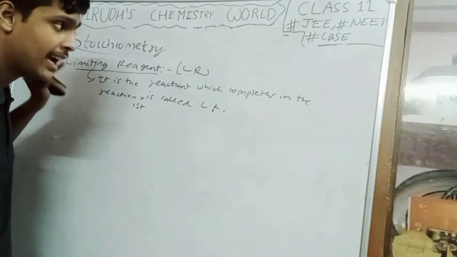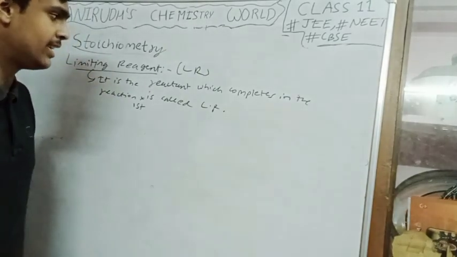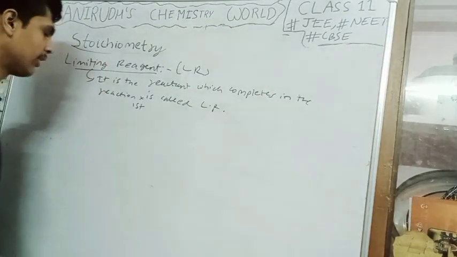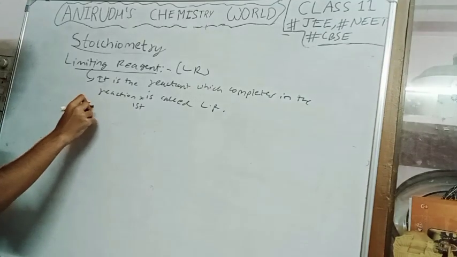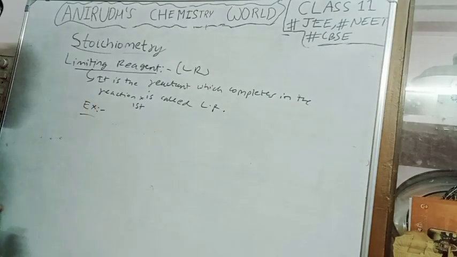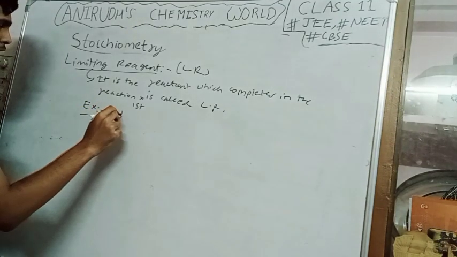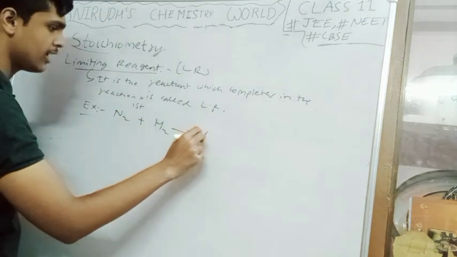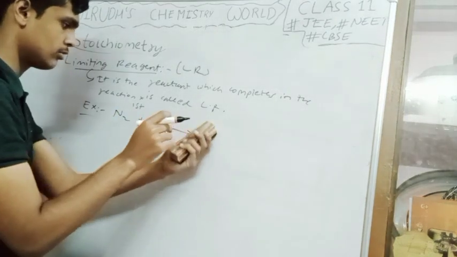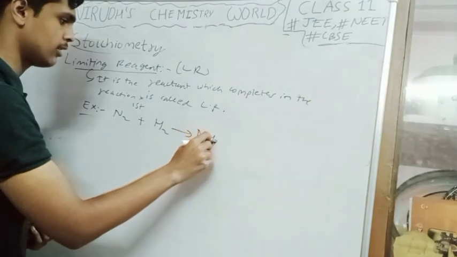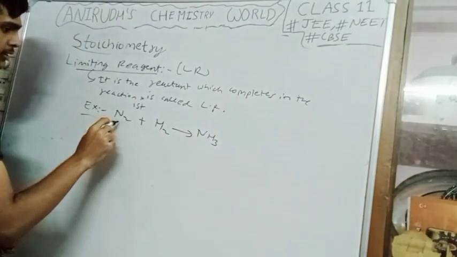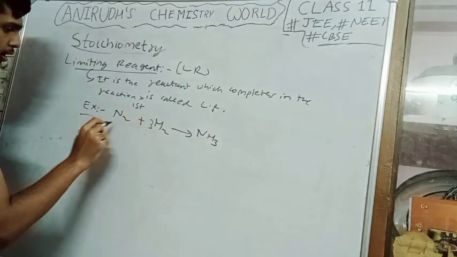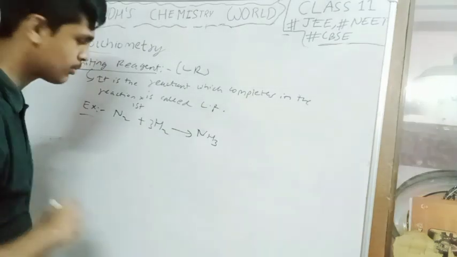A reactant which completes early in a reaction is called the limiting reagent. Suppose we take one famous example: N2 plus H2 gives NH3. This is always the process called Haber's process.